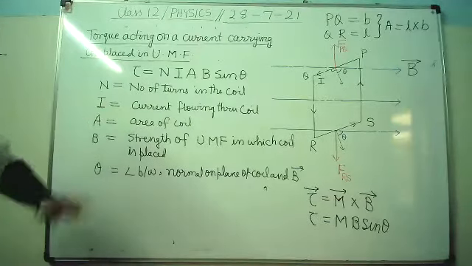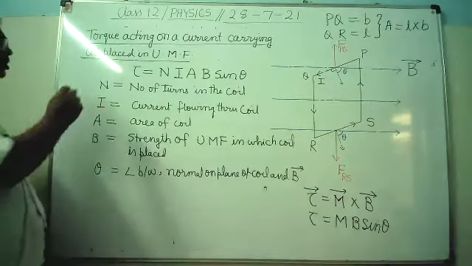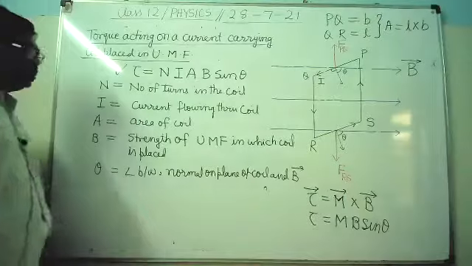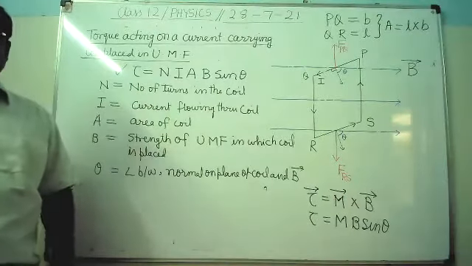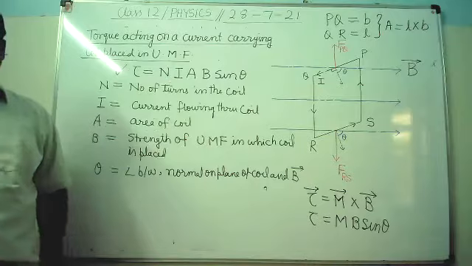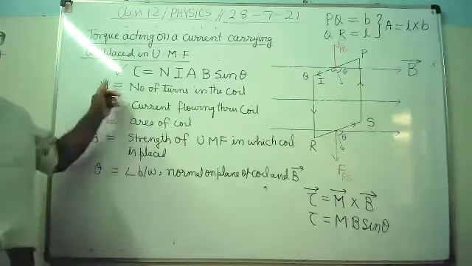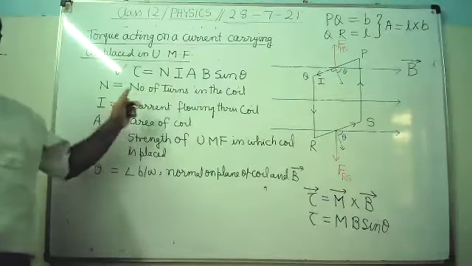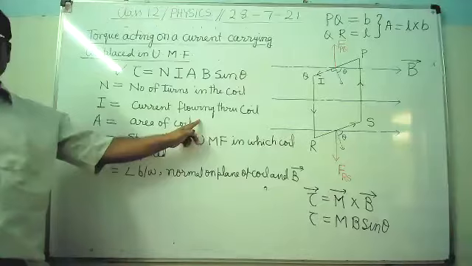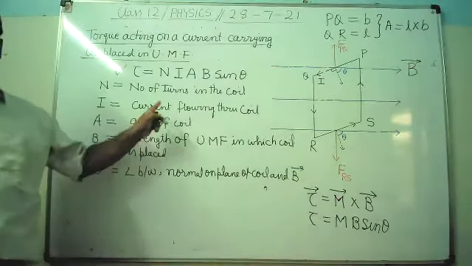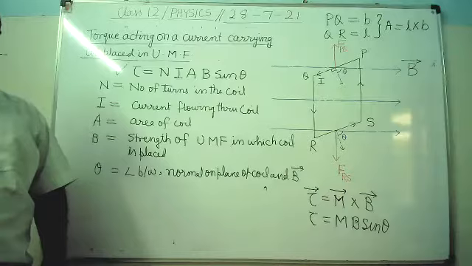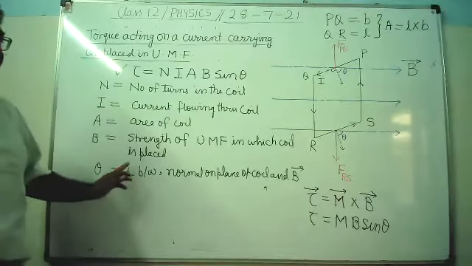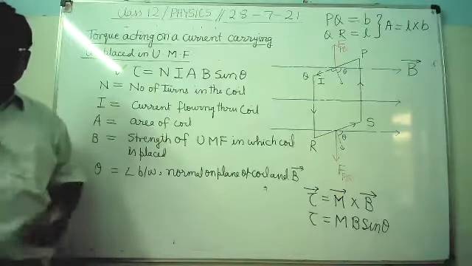So theta is the angle between the normal on the plane of the coil and the magnetic field. That already I have written. So all of you remember this. How much torque will act on a current carrying coil placed in the external uniform magnetic field? It is given by tau equals NIAB sin theta. N number of turns in the coil, I current which flows through the coil, A area of the coil, B strength of the uniform magnetic field in which the coil is placed, and theta is this.